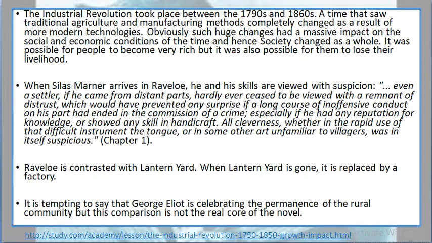Raveloe is contrasted with Lantern Yard. Lantern Yard is another village, which is another setting of the novel. So two settings, Lantern Yard and Raveloe. When Lantern Yard is gone, it is replaced by a factory, and modern technology replaced the village's profession. It is tempting to say that George Eliot is celebrating the permanence of the rural community, but this comparison is not the real core of the novel.